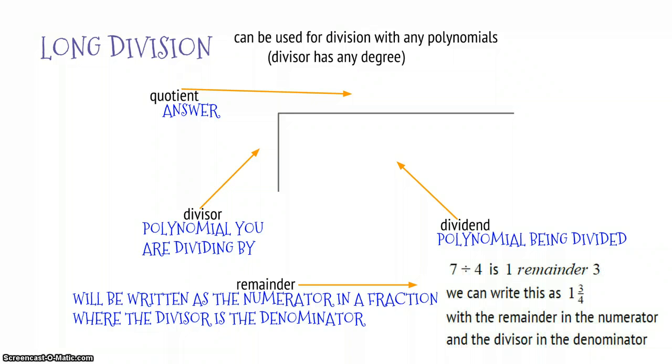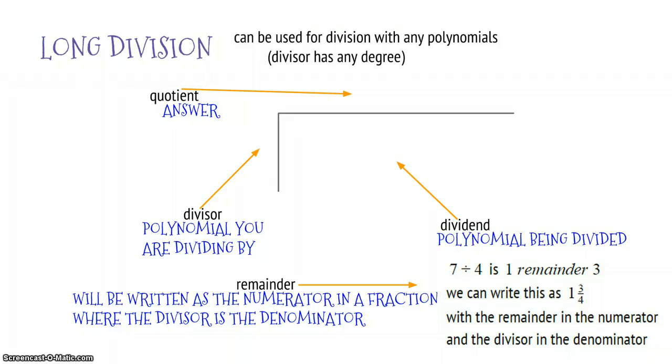Think about 7 divided by 4. 7 divided by 4 is 1, remainder 3. We don't write our answer as 1, remainder 3. We write it as 1 3/4. The remainder, 3, is the numerator. The divisor, what we're dividing by, 4, is the denominator. So that 3/4 is remainder over divisor. Then, of course, 1 is part of the answer, part of the quotient.